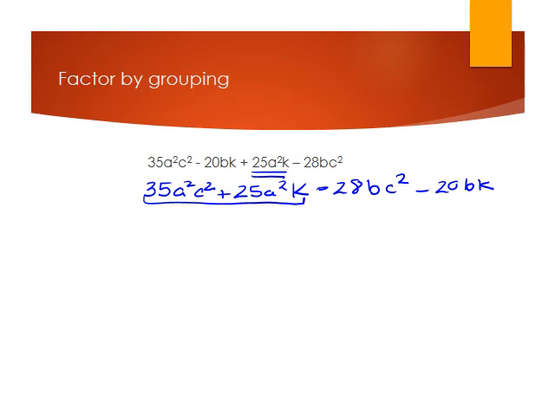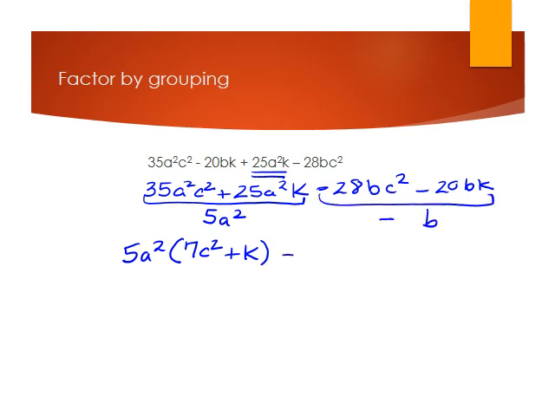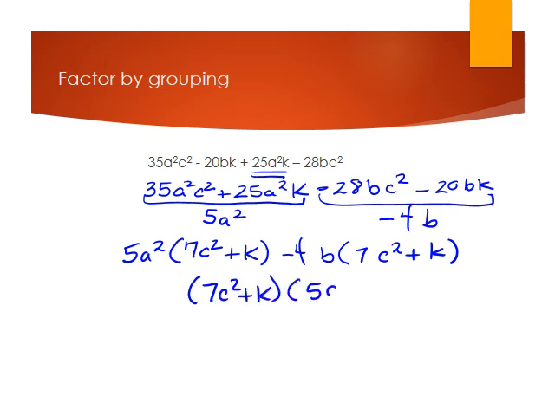And now here, my greatest common factor is going to be 5a squared out of the first pair. And when I factor that out, I get 5a squared and 7c squared plus k. Here I'm going to factor out a negative 7b, and I'm going to get 4c squared. Oops. Going to factor out a negative 4. And I knew I was wrong right away because the binomials weren't going to be the same. So that's going to give me c squared plus k again. So now my factors are 7c squared plus k and 5a squared minus 4b. And the binomials can't be factored.